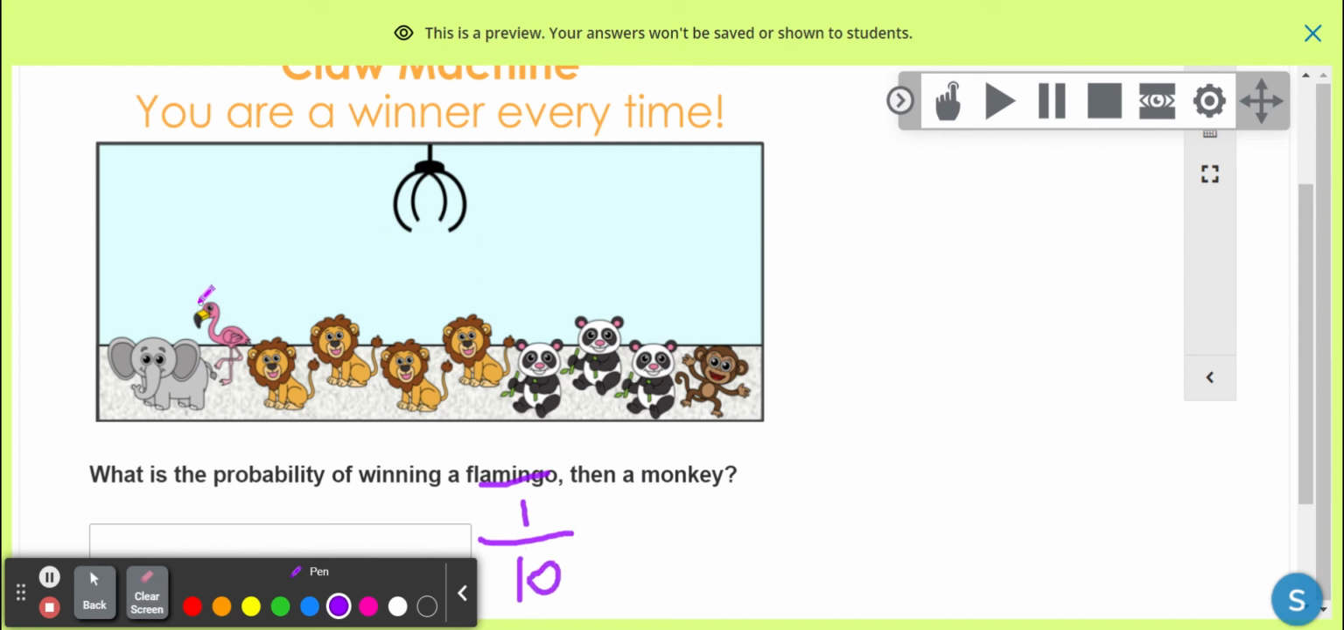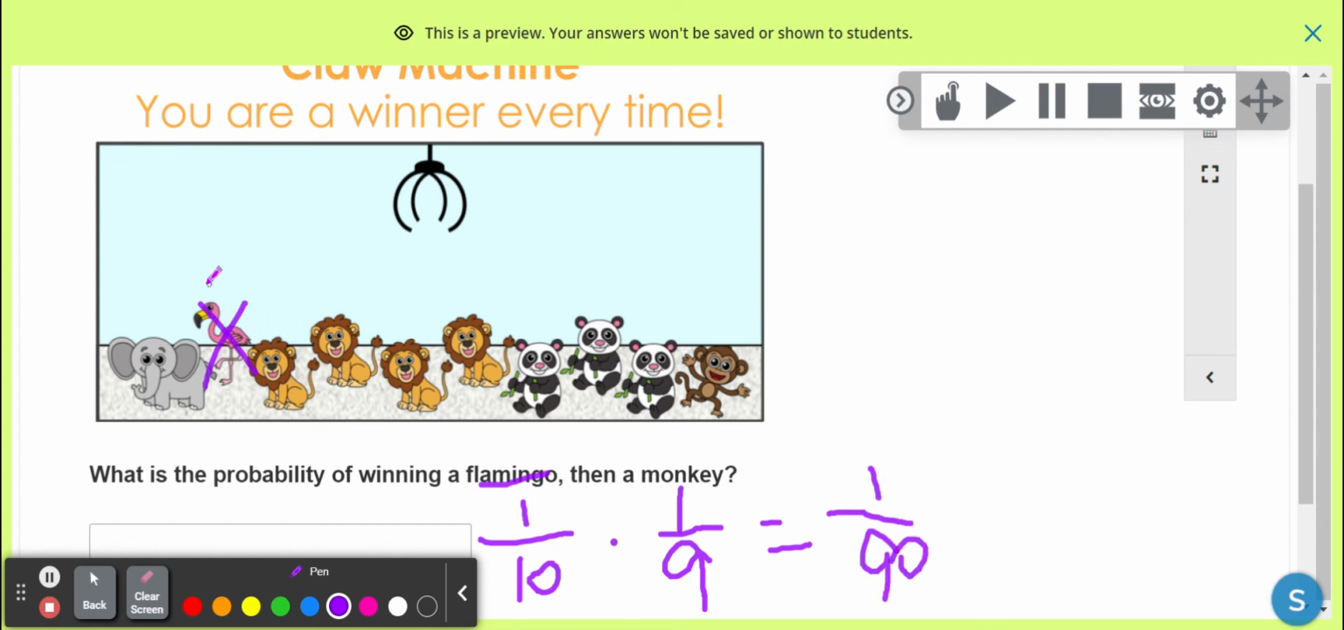So let's say the claw machine does pick up that flamingo. Now there's only going to be 9 animals left in the claw machine. So now the probability of getting a monkey would be 1 out of those 9 animals that are left. And we will multiply those together to get 1 out of 90.